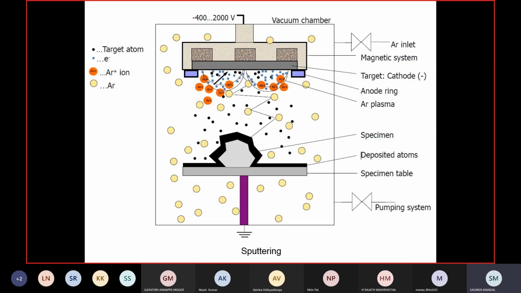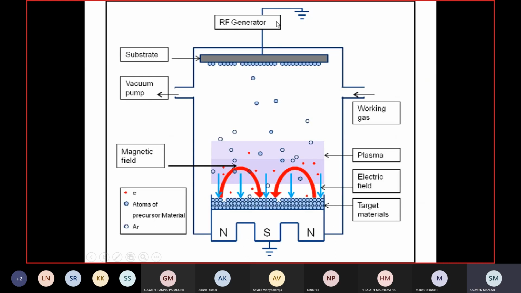So now let's come to the sputtering process. In sputtering, what is happening? We need to generate this plasma. So where will this plasma be generated? Let me first go to this slide and then come back.